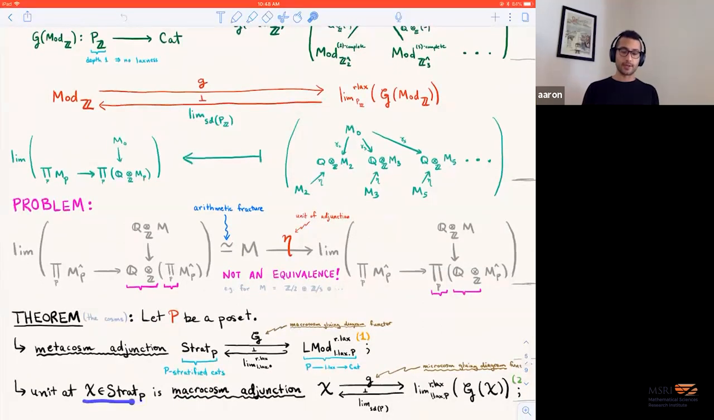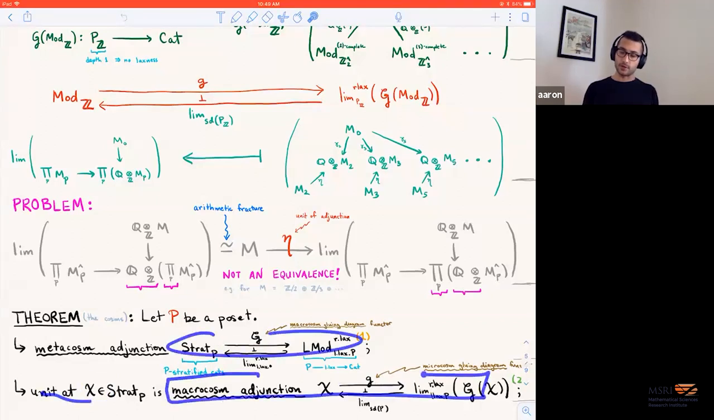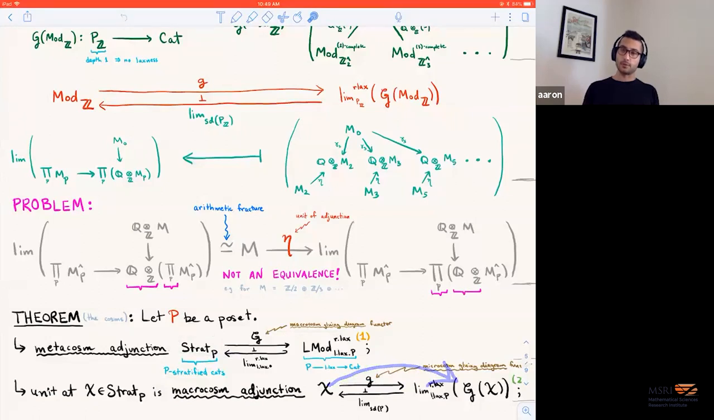If I have a stratified category, then it has this functor out to the right lax limit of its gluing diagram. And that functor is exactly the unit of this adjunction at x. So the unit at x of this adjunction is the macrocosm adjunction for x. And this takes an object to its microcosm gluing diagram. It takes a quasi-coherent sheaf to all of its geometric localizations and then the compatibility data between them. And this is the unit map.